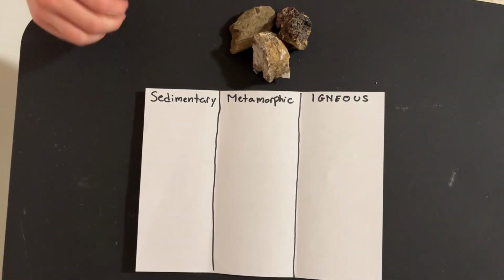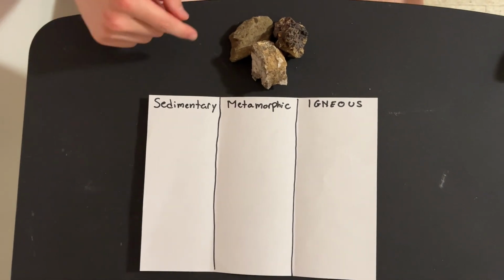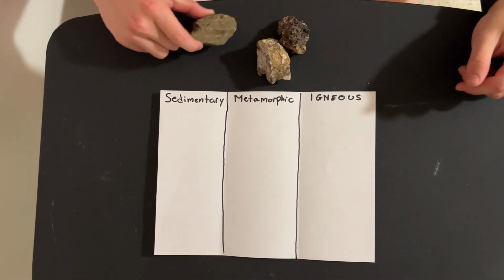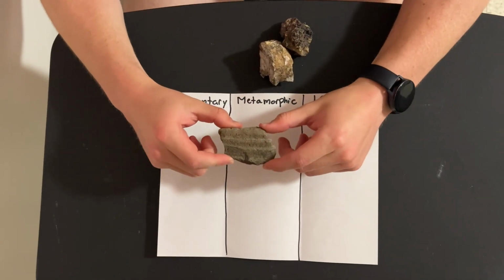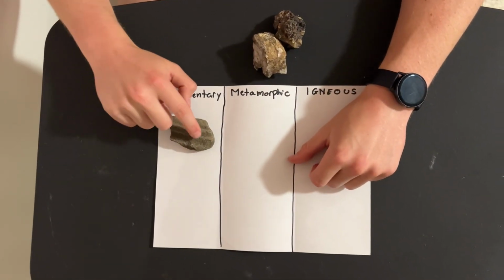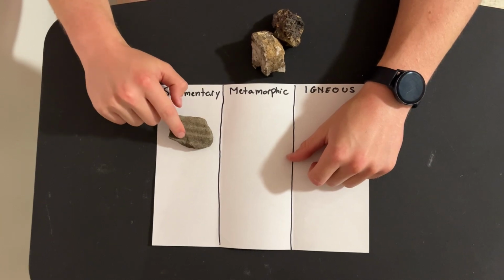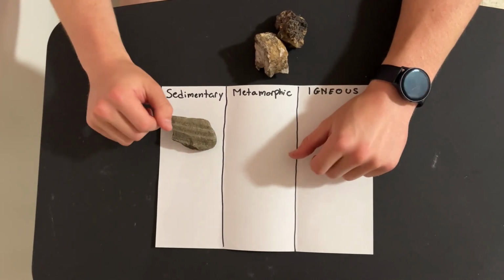So now we're gonna review these rocks real quick and sort them as we go. So first up, to keep it in order, we're gonna start with the sedimentary rock. This rock, we know it's sedimentary because of the fine little pores all over the rock and its sandy-like texture.